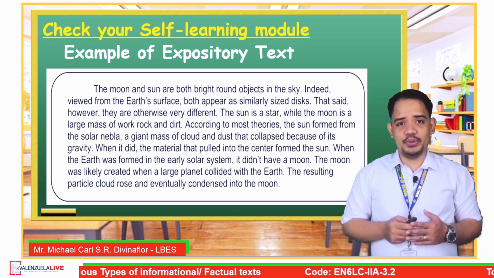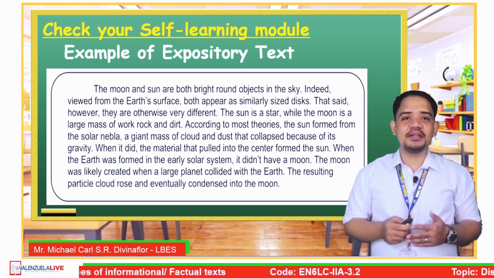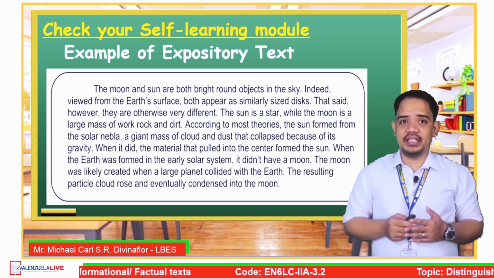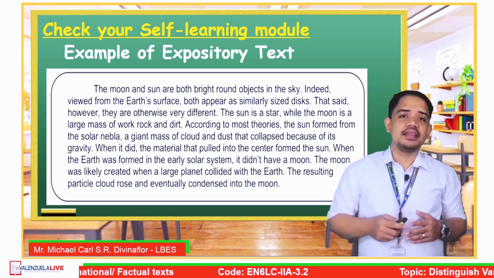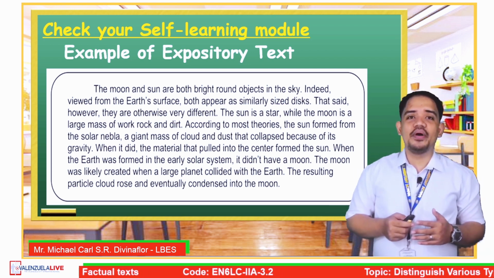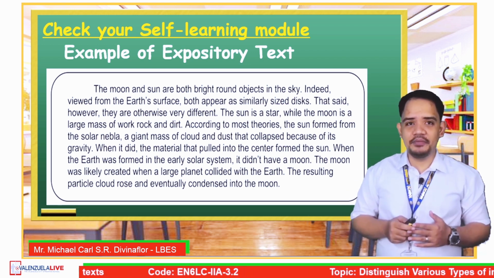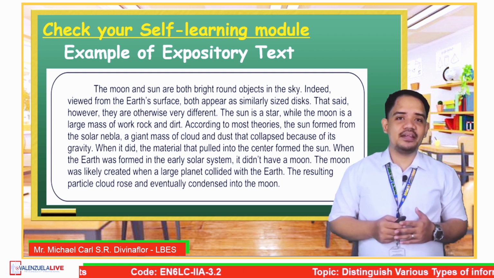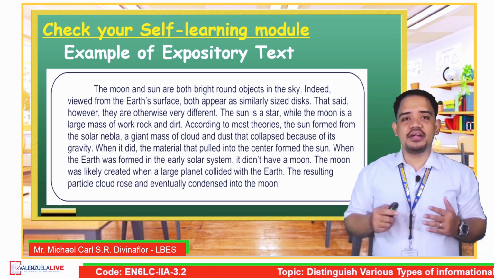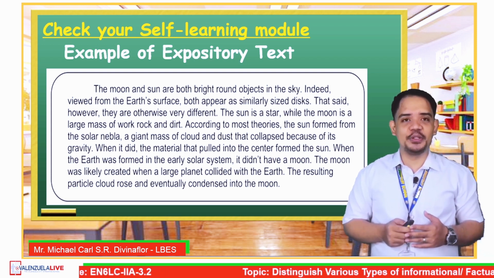According to some theories, the sun formed from the solar nebula, a giant mass of cloud and dust that collapsed because of its gravity. When it did, the material that pulled it into the center formed the sun. When the Earth was formed in the early solar system, it didn't have a moon. The moon was likely created when a large planet collided with Earth. The resulting particle cloud rose and eventually condensed into the moon.